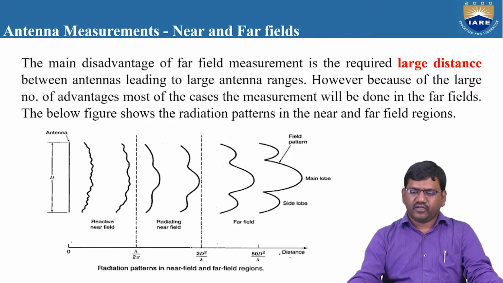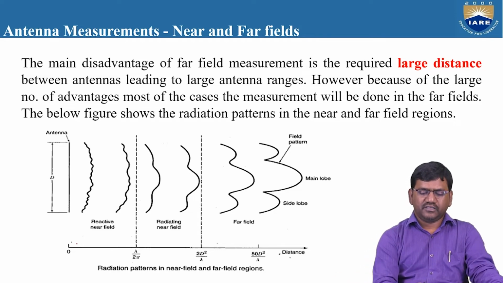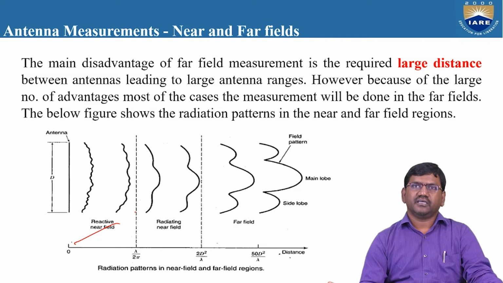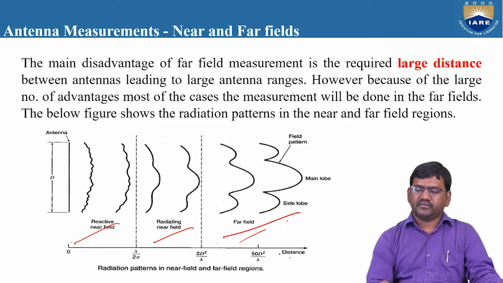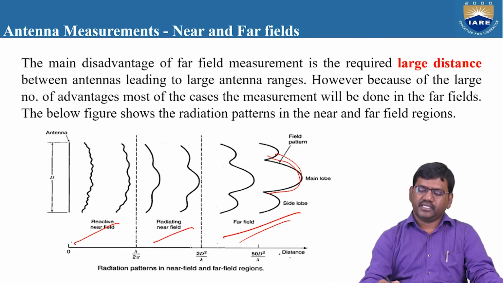The main disadvantage of far field is the required large distance between antennas, leading to large antenna ranges. But because of the large number of advantages, most measurements are done in the far field only. You can see here in the reactive near field, the radiation pattern is irregular in shape and is not formed. In the radiative near field, or radiative reactive field, the formation of the radiation pattern begins. And in the far field, the radiation pattern is formed clearly as one lobe. This is known as the major lobe.